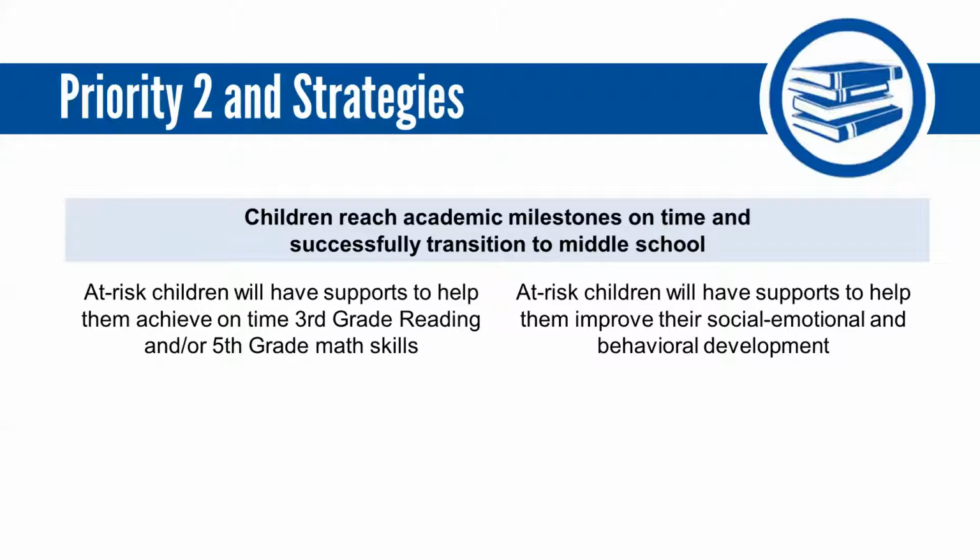So looking at our K-5 population, children reach academic milestones on time and successfully transition to middle school. If you are writing to this strategy, to this priority, you must ensure that you are addressing how you are helping children reach academic milestones on time and also successfully transitioning to middle school. This should be a component of your program. And so you'll need to be able to address what that looks like.